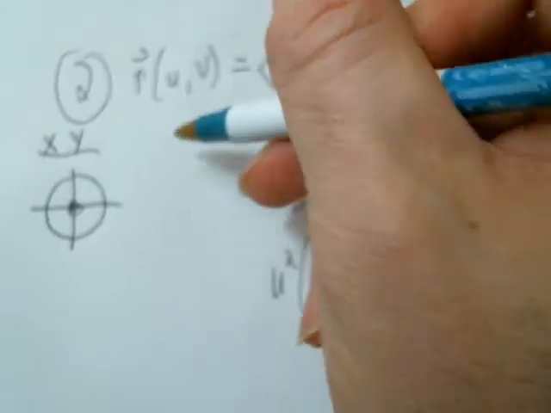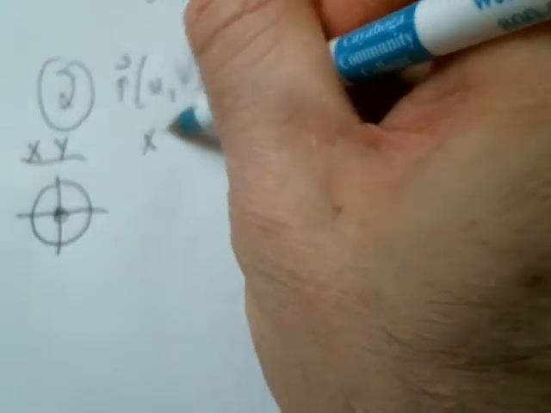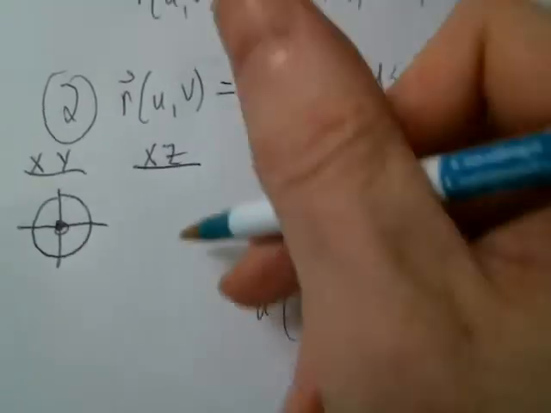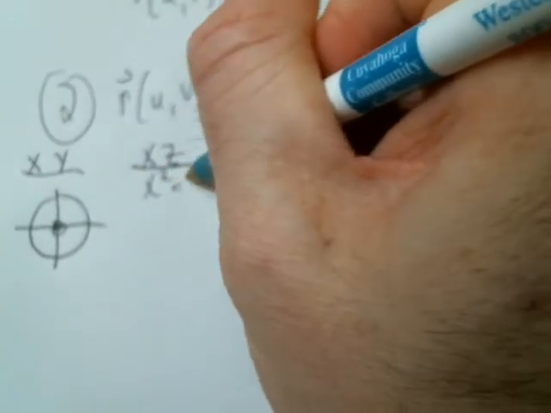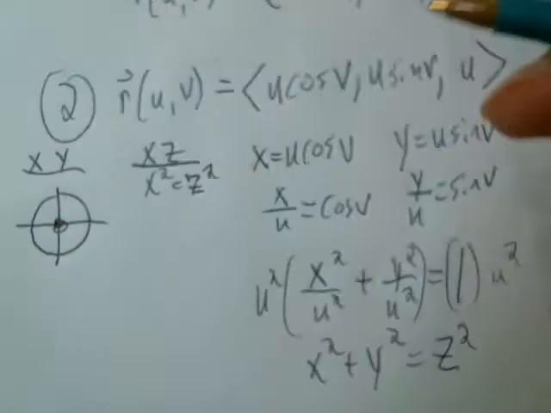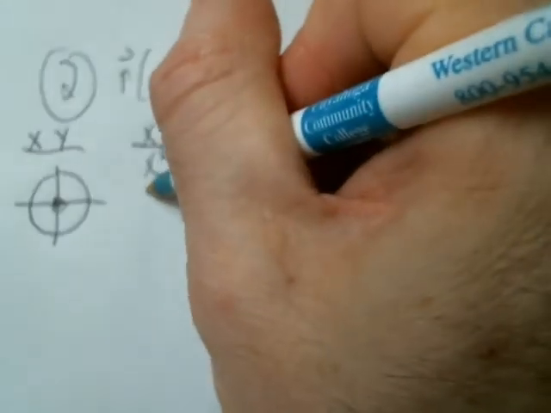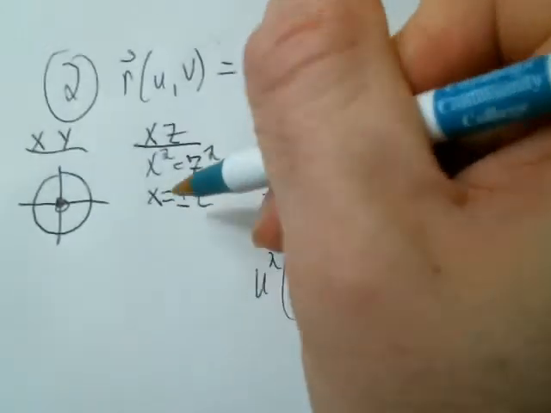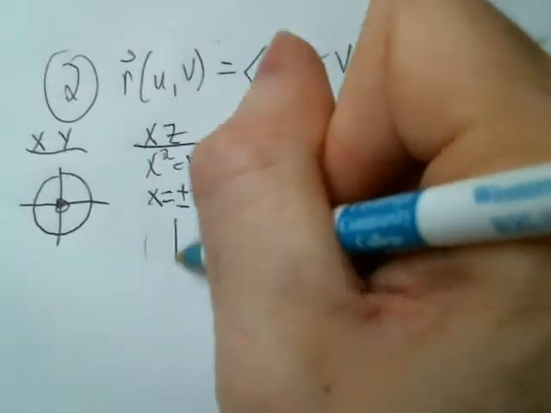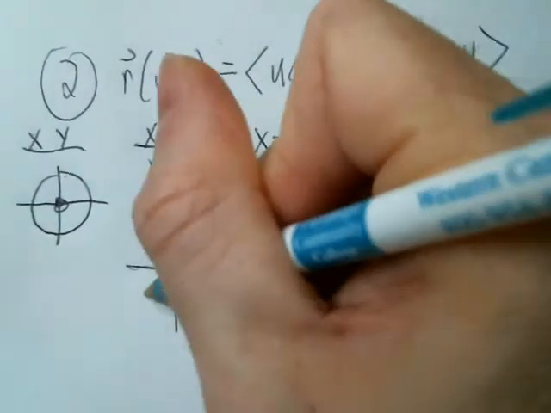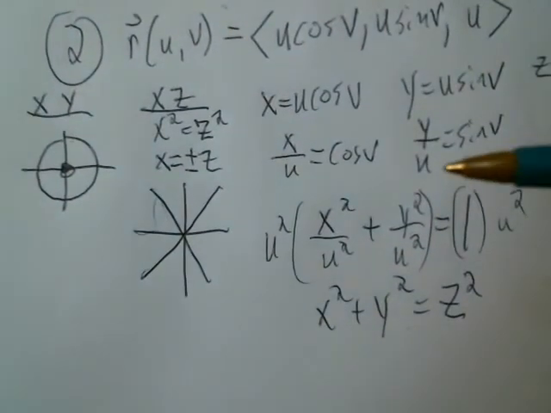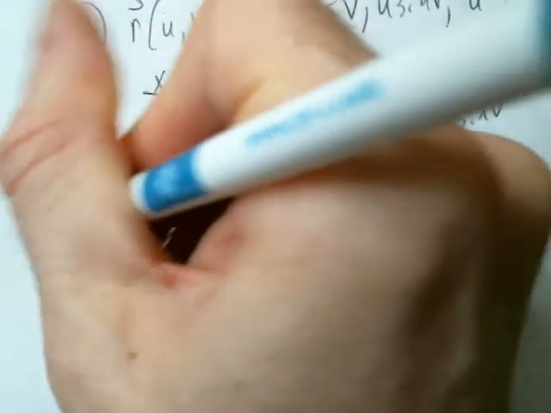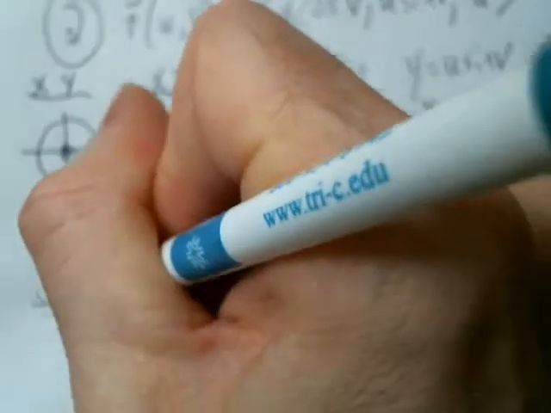Let's look at the other cross sections. So for example, the xz cross section, when you let y equal 0, you're going to get x squared equals z squared. And if you remember your chapter 11 stuff, that's just basically x equals plus or minus z, or vice versa, z equals plus or minus x. And what is that? That's just two diagonal lines through the origin. Okay? And then likewise for yz, you're also going to get the two diagonal lines through the origin.